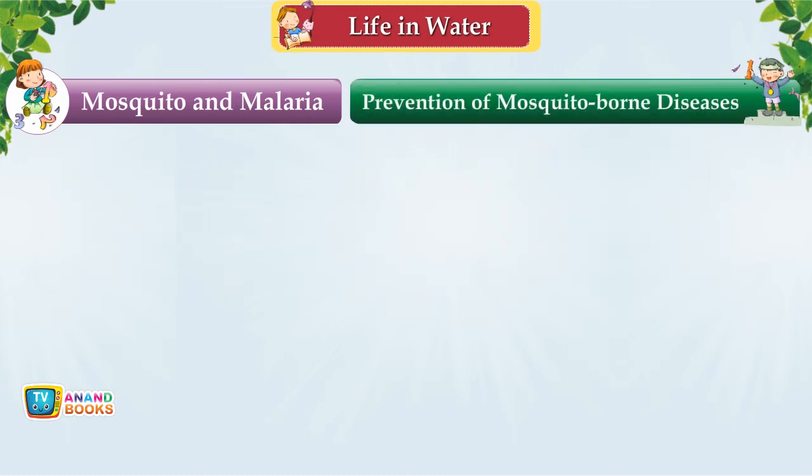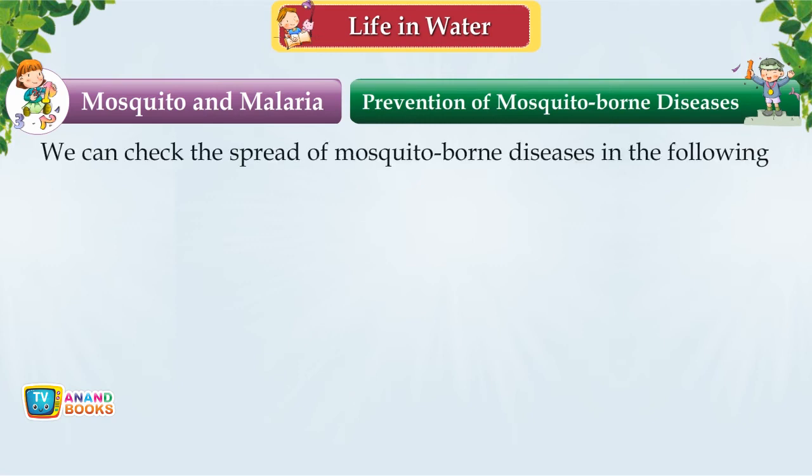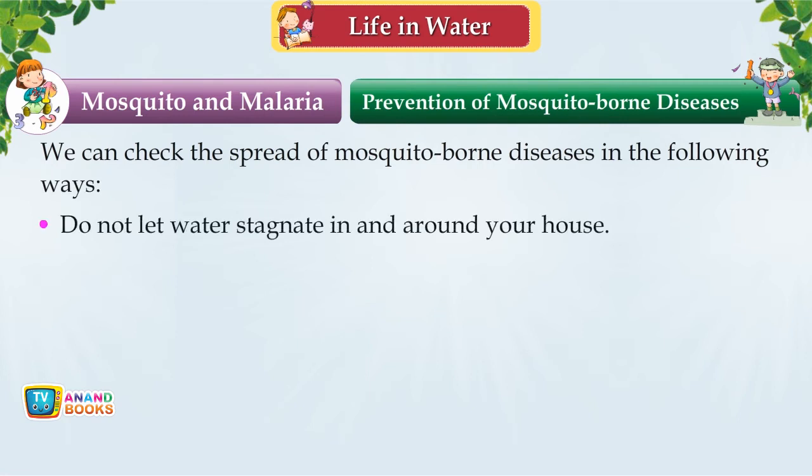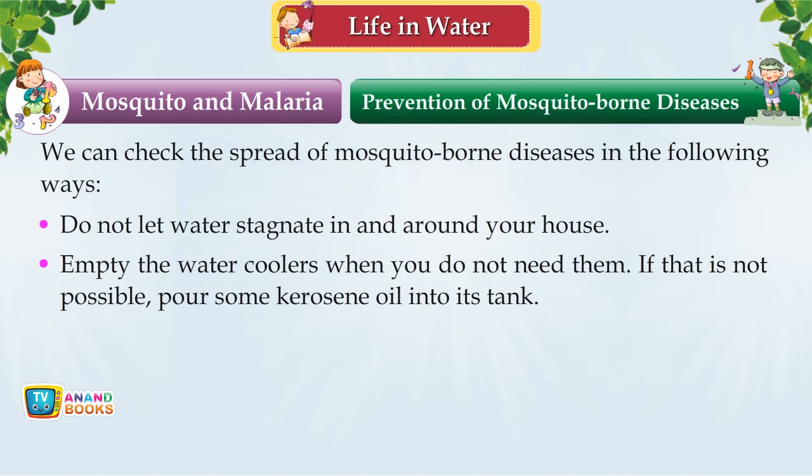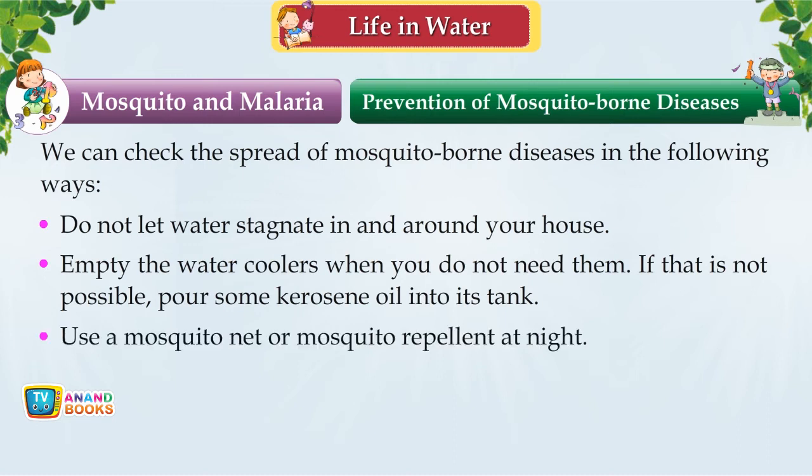Prevention of mosquito-borne diseases. We can check the spread of mosquito-borne diseases in the following ways. Do not let water stagnate in and around your house. Empty the water coolers when you do not need them. If that is not possible, pour some kerosene oil into its tank. Use a mosquito net or mosquito repellent at night.